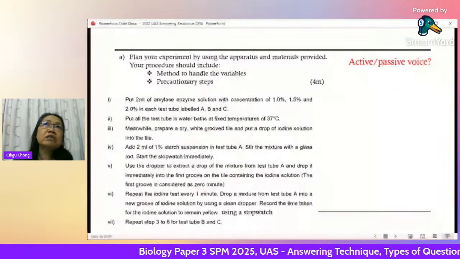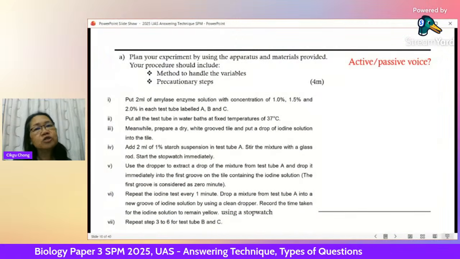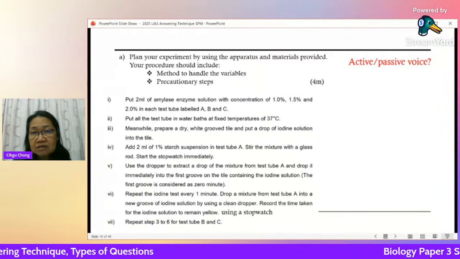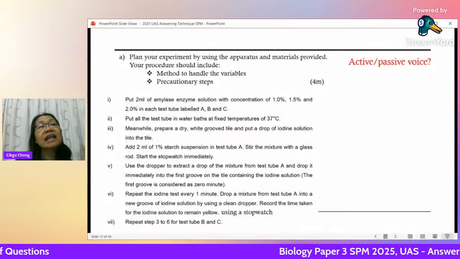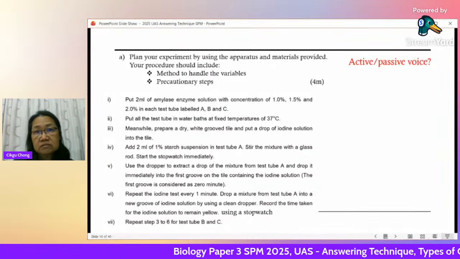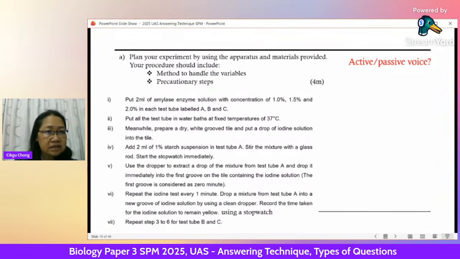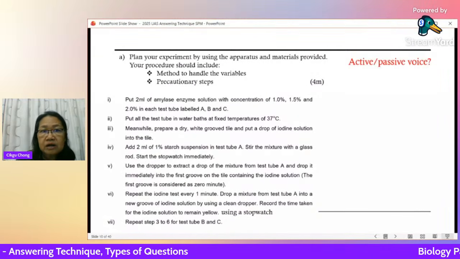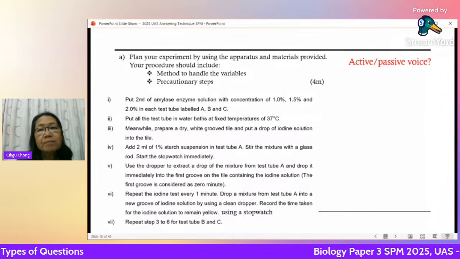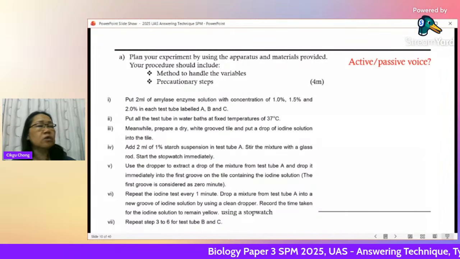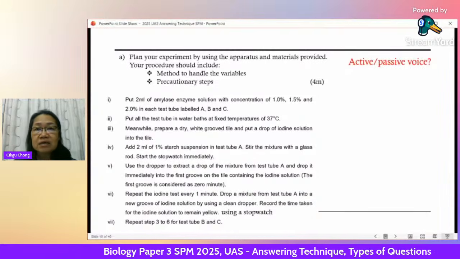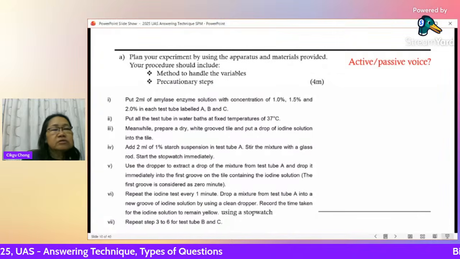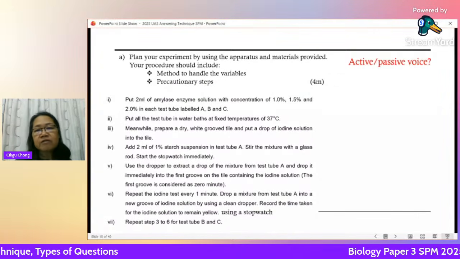Of course, if you want the correct one, you should be writing passive, because you are reporting what you have done. If you write in active, it means you're telling people what to do. You're giving instructions. Active is: put this, add this, place this, clamp the retort stand, clamp the test tube, wash the test tube. But passive is: the apparatus was set up, the test tubes were washed. So all the test tubes were put in a water bath at a fixed temperature of 37.